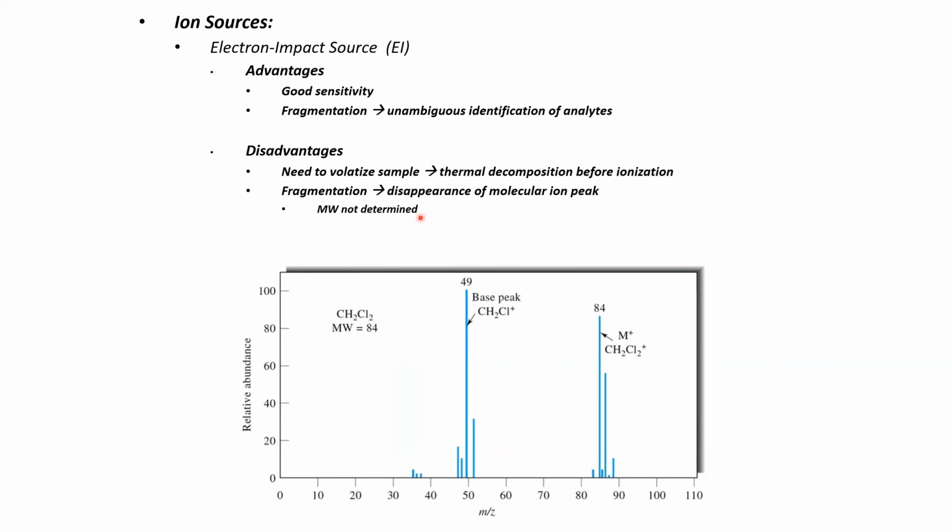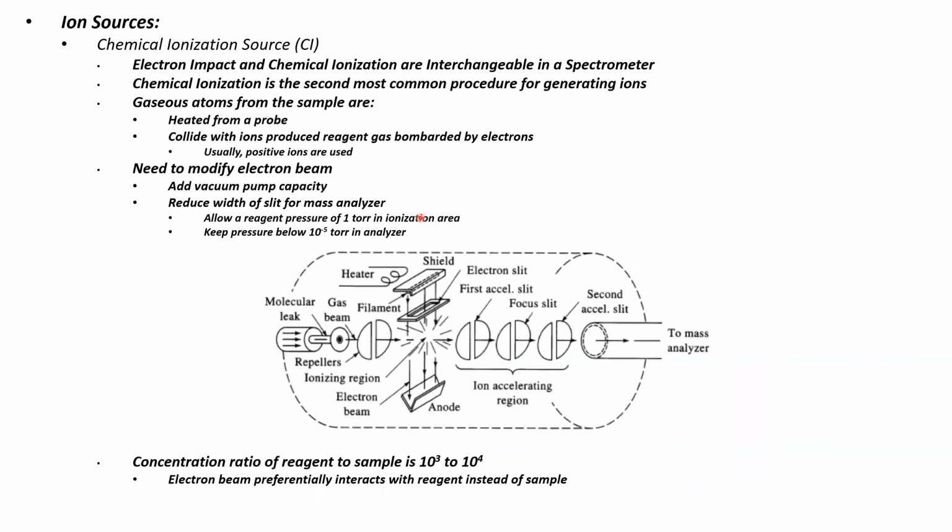So the advantages of an electron impact source are good sensitivity, and the fragmentation generally provides unambiguous identification of the analytes. However, there are some disadvantages. There's a need to volatilize the sample, so thermal decomposition happens before ionization. And then fragmentation leads to a disappearance of the molecular ion peak, so the molecular weight is not determined. Then the next ion source, the chemical ionization source, CI.